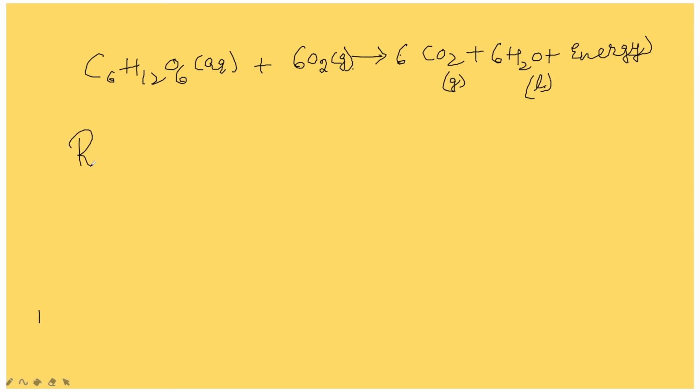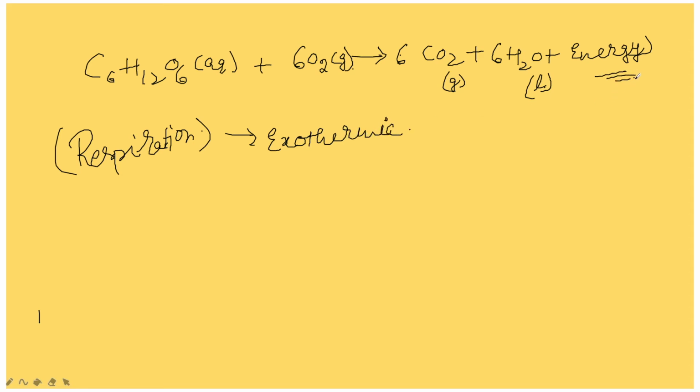What is this called? Respiration. So this energy maintains our body's heat. Due to this respiration, whatever heat energy is produced maintains our body heat. So the reaction which we have seen, respiration, is which type of reaction? Exothermic reaction. Why exothermic? Because energy is produced here.